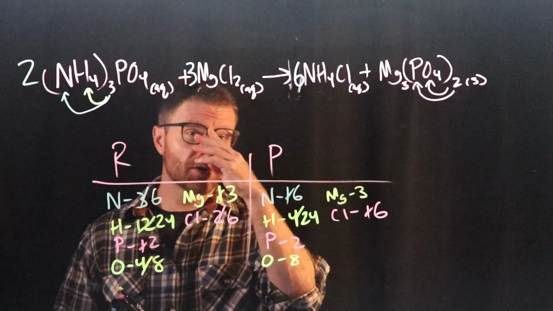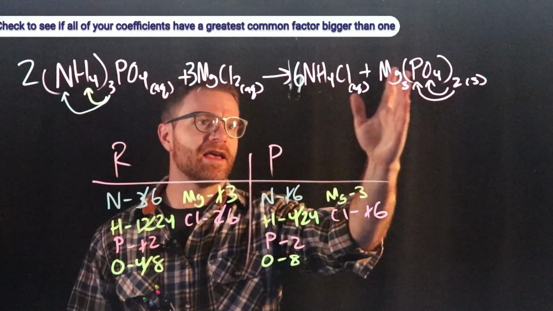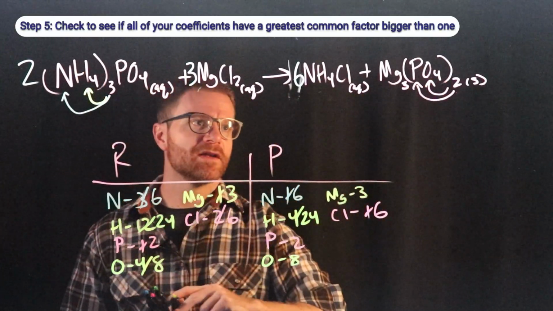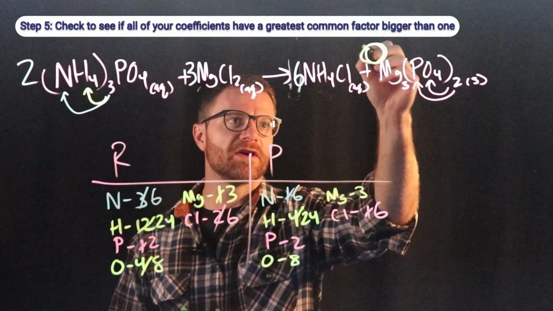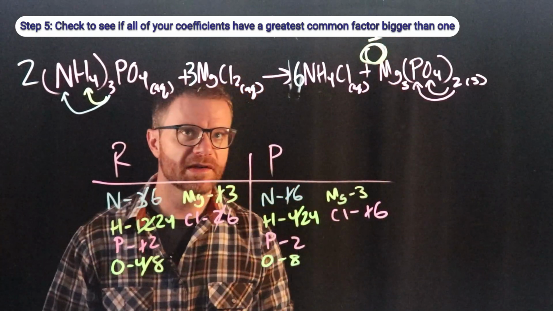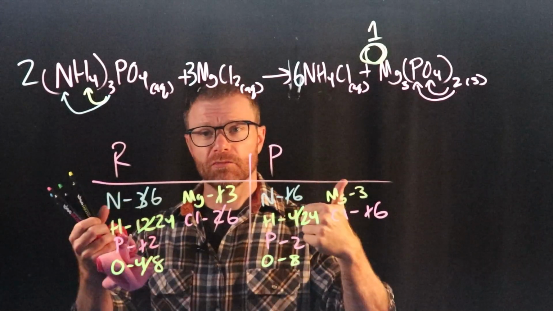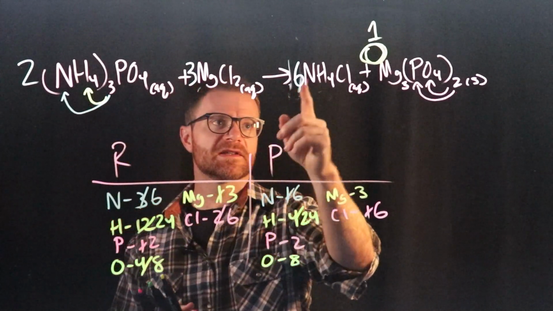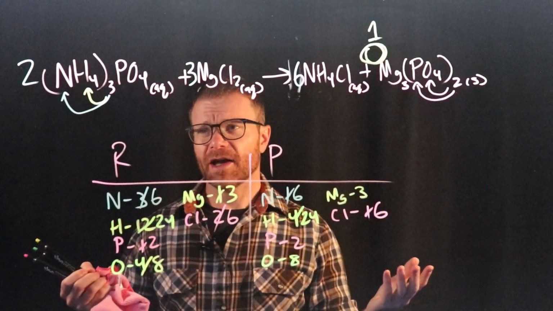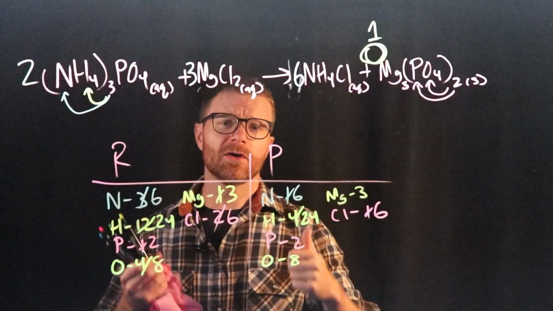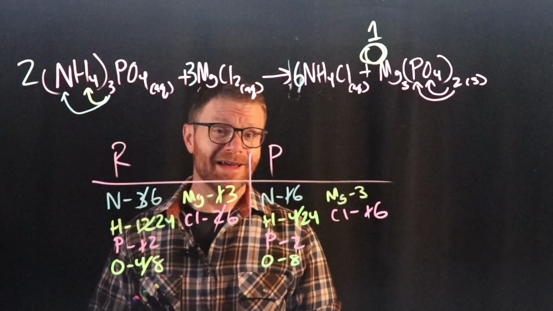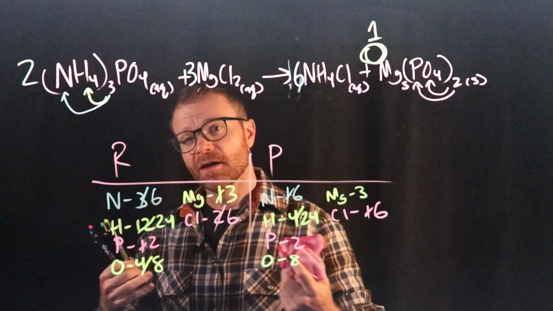The last thing to do here would be to check and make sure I can't simplify this any further. Since there's no coefficient here, and we know that no coefficient basically means a 1, that means I can't simplify this any further. So this is good. 2, 3, 6, and 1. The lowest common factor of all those numbers is 1, so it's balanced and simplified. Perfect. Let's do another.